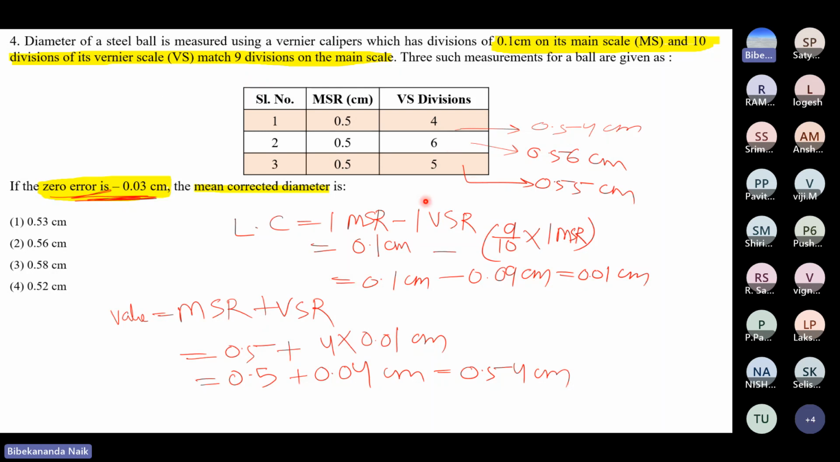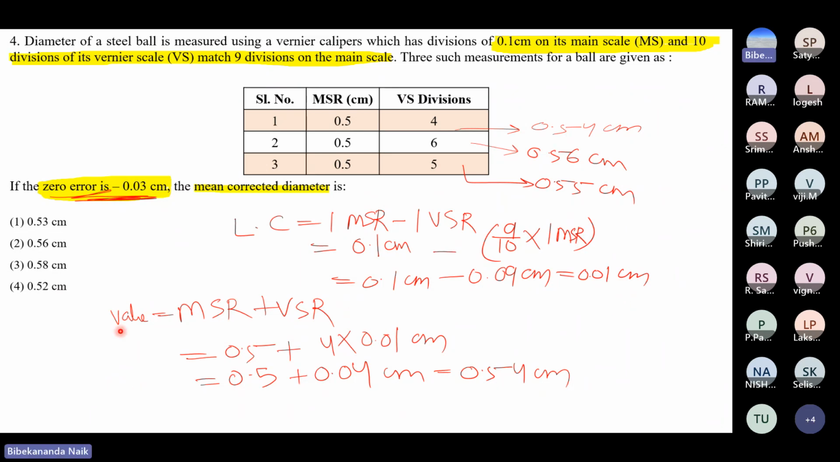Since 10 divisions of the vernier scale equal 9 divisions of the main scale, 1 division of the vernier scale will be 9 by 10 divisions. When we convert into main scale division, 1 main scale division will be multiplied to it. As in the previous case, we calculate the least count. So the least count will be 0.1 centimeter minus 0.09 centimeter. It will be 0.01 centimeter.